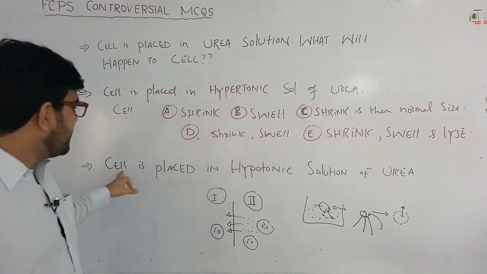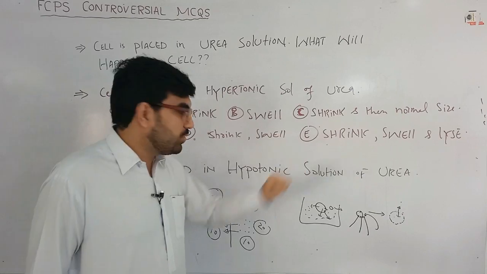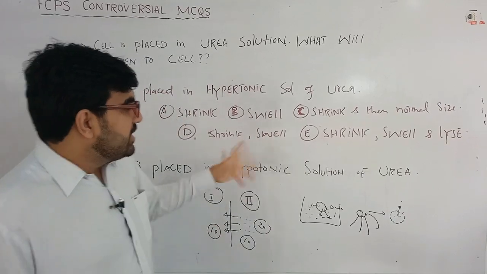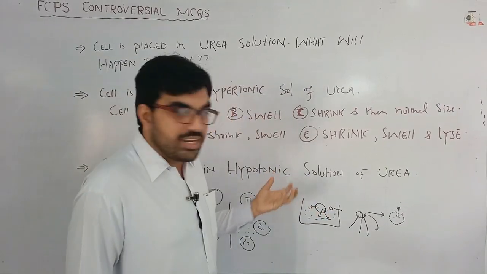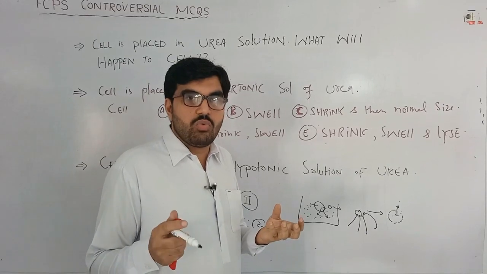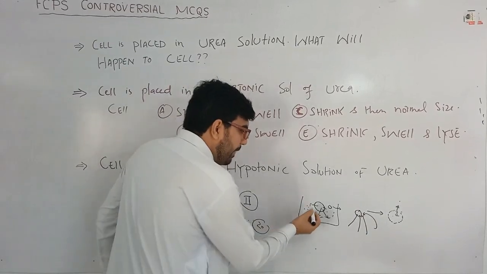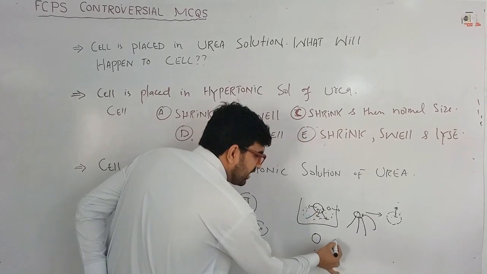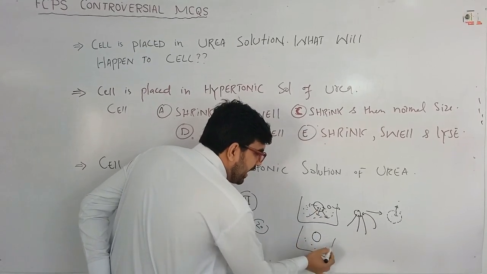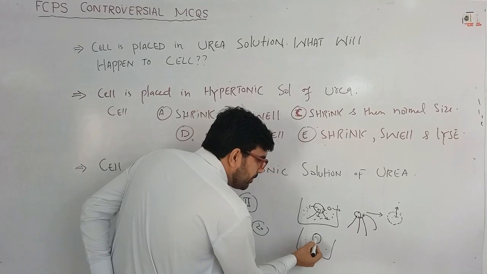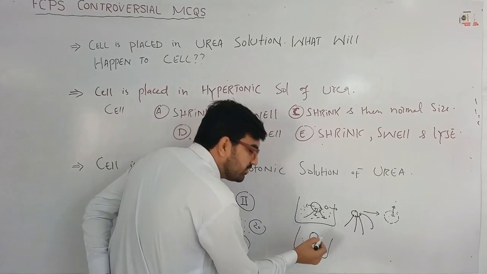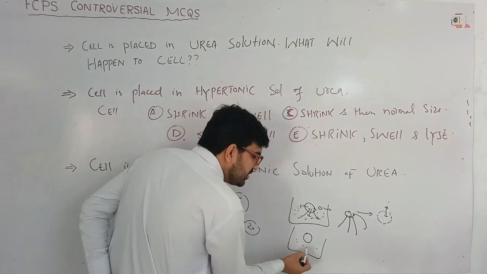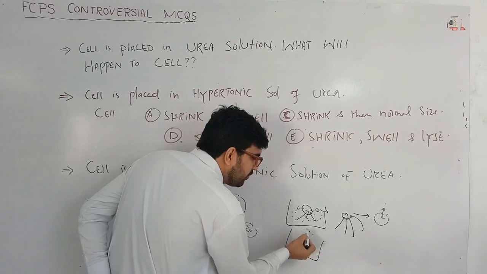Now another MCQ: if a cell is placed in the hypotonic solution of urea, what will happen? If there is hypotonicity outside, the water will move inside. This is a hypotonic solution, and you place the cell in the urea solution. What will happen? The water will move inside, so it will swell.